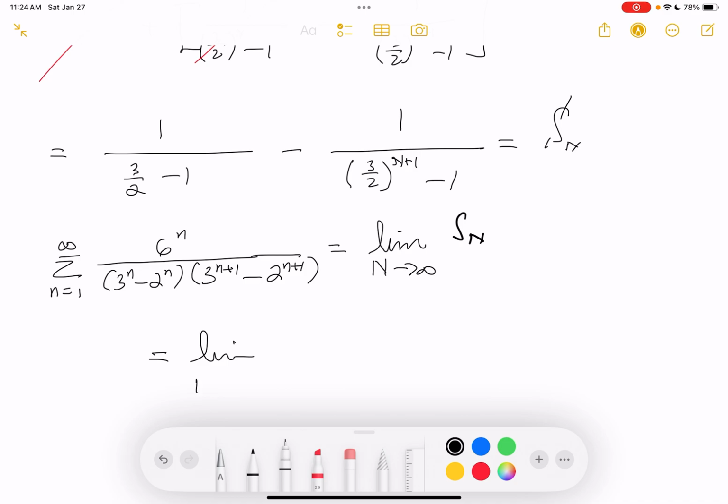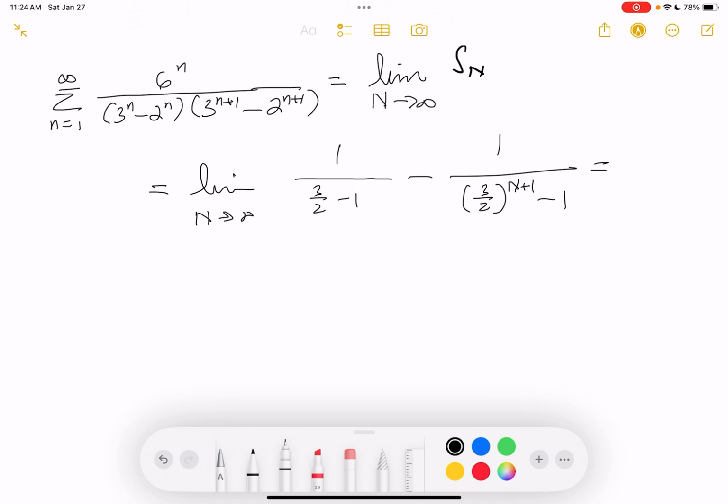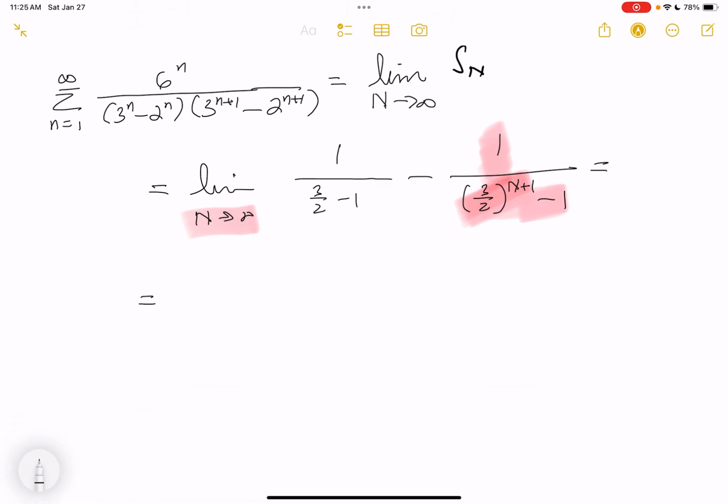All right, let's go back and do that limit now. Limit as the big N goes to infinity. I'm going to write it down now. It's 1 over 3 over 2 minus 1, minus 1 over 3 over 2 to the big N plus 1 minus 1. This is an easy limit to do. Number one reason why is this term over here. When N goes towards infinity, this goes towards infinity, and infinity minus 1 goes to infinity, and 1 divided by infinity goes to 0. So I'm left with some really kind of simple arithmetic over here.